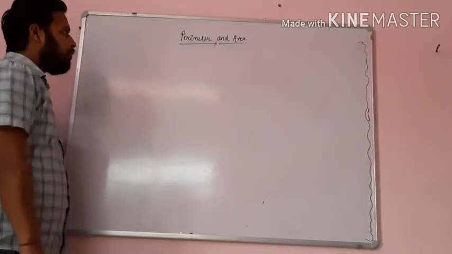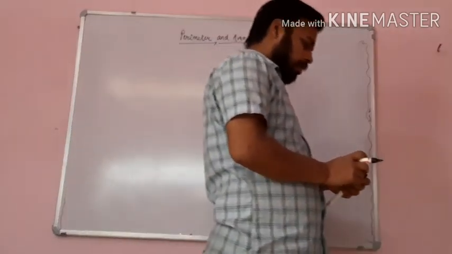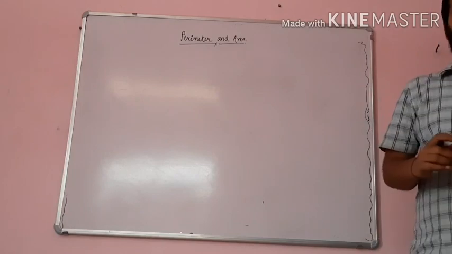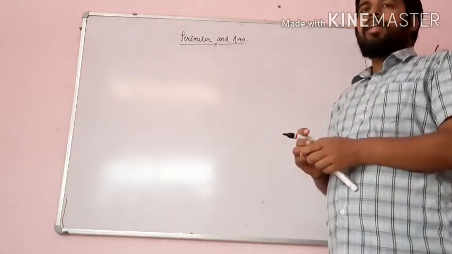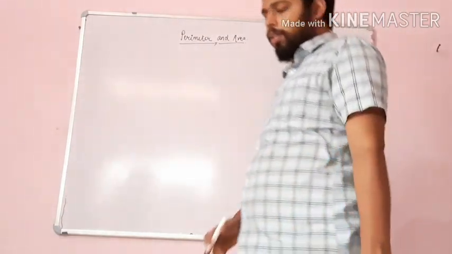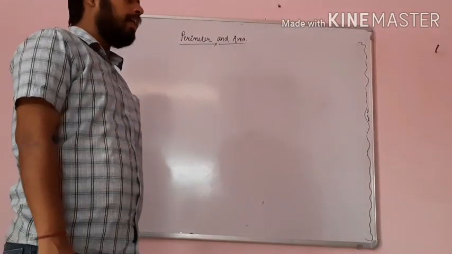In this chapter, perimeter and area, we have discussed till now the perimeter of different figures, and we have also found area using the graphical method. Now today we will study rectangle and square. We have to find the area of rectangle and square. First of all, we will see the formula for finding area and perimeter of a rectangle.